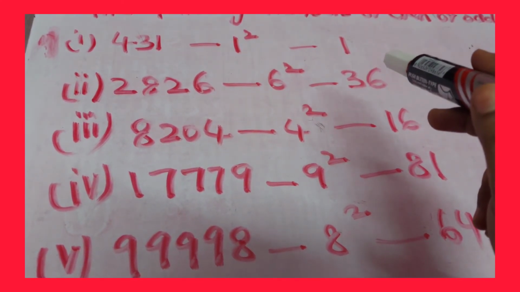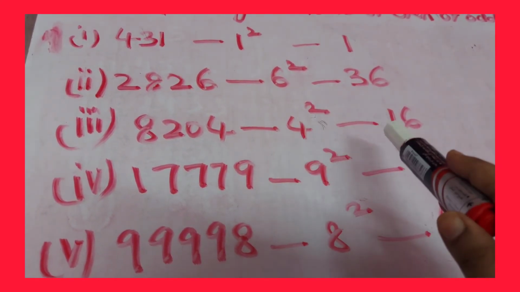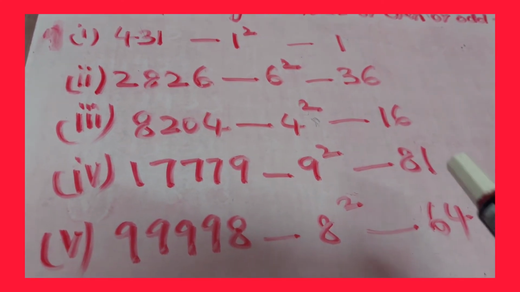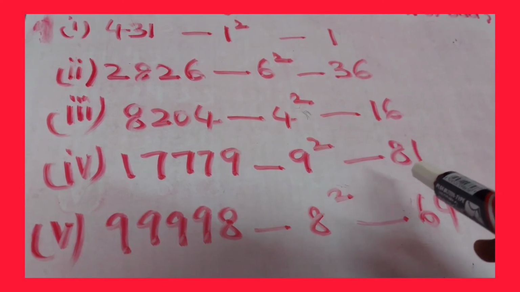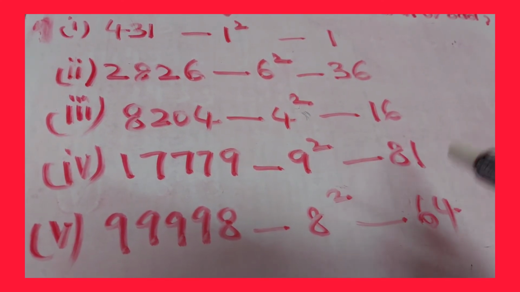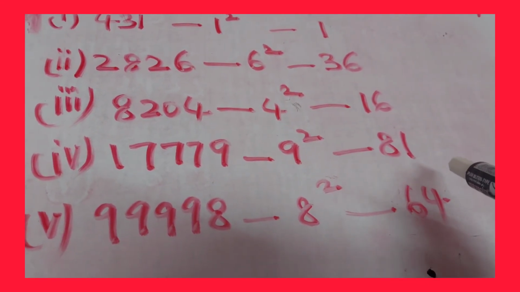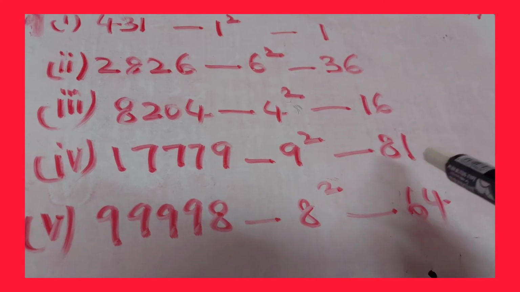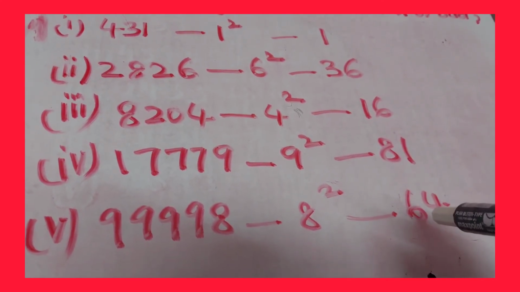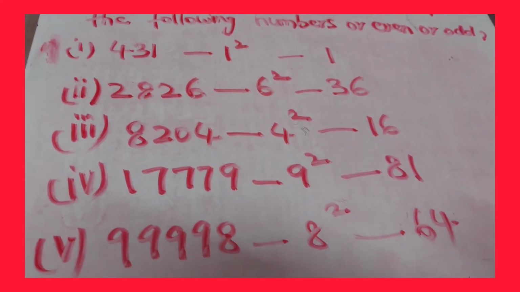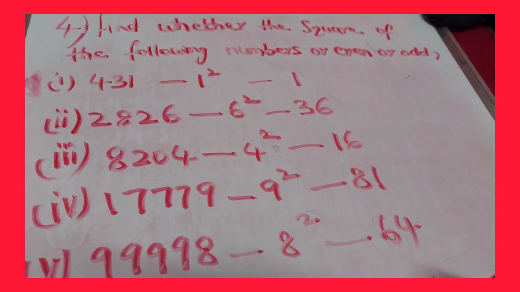2 ones are 2. Again 1 left here, 2 8s are 16. So 2 18s are 36. So here also 4 4s are 16. 16, yes. Again here also 9 9s are 81. 81 doesn't go in 2 table, so it is odd. You have to write here odd. So here also 8 8s are 64. So it is yes. So like this you have to see whether the square of the number is even or odd.